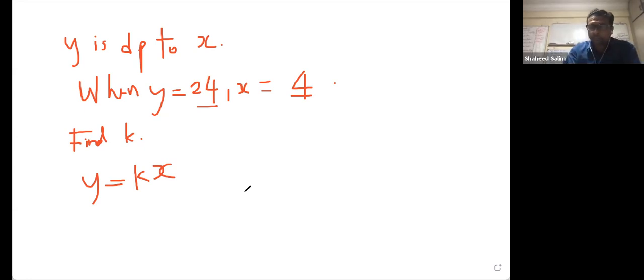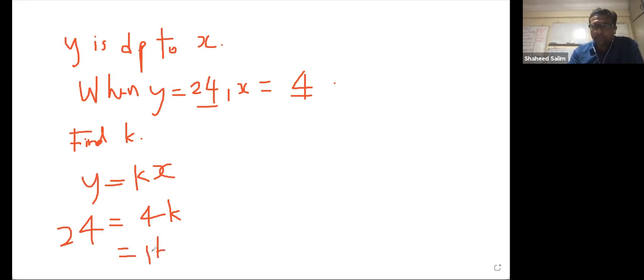Okay, let's see. You must write it down. We put in, this is 24. See, y is 24, I put y here, equals to k, which we don't know, so we just leave k. x is 4, so I put 4k. It becomes 4k. So what is 1k? 24 divided by 4 gets 6.